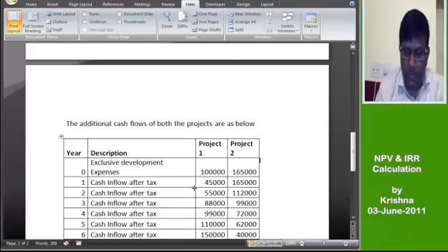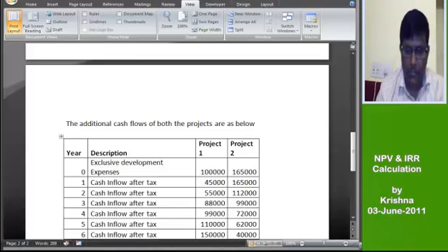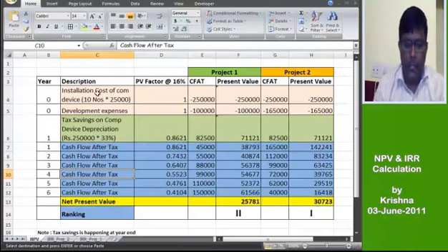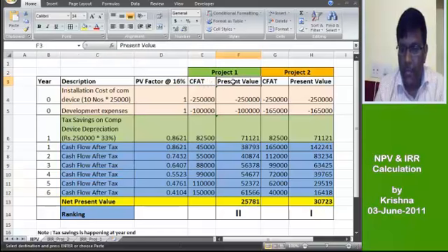Now we will see how to find out the net present value. First we have to define the columns: year, description, present value factor at 16%. 16% is the cost of capital here. For project 1, cash flow after tax, and we have to identify present value for project 1. The same way we have to identify present value for project 2 also.